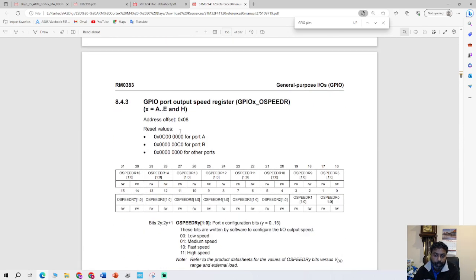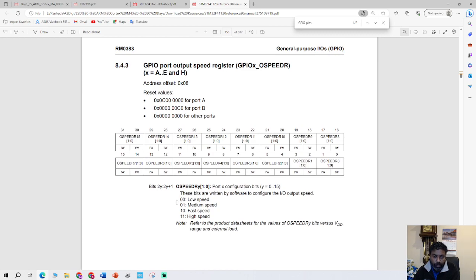This is the speed register. If you set the bits, that is bits 1 to 0, to 00, then it's a low speed transition. If you set 01, then it's a medium speed transition. If you set these two bits to 10, then that's fast speed. 11 is high speed.